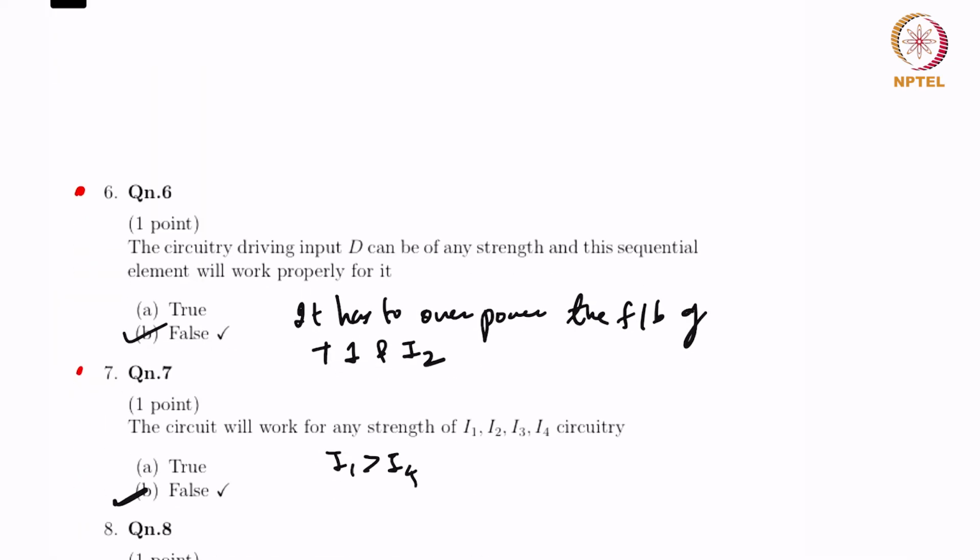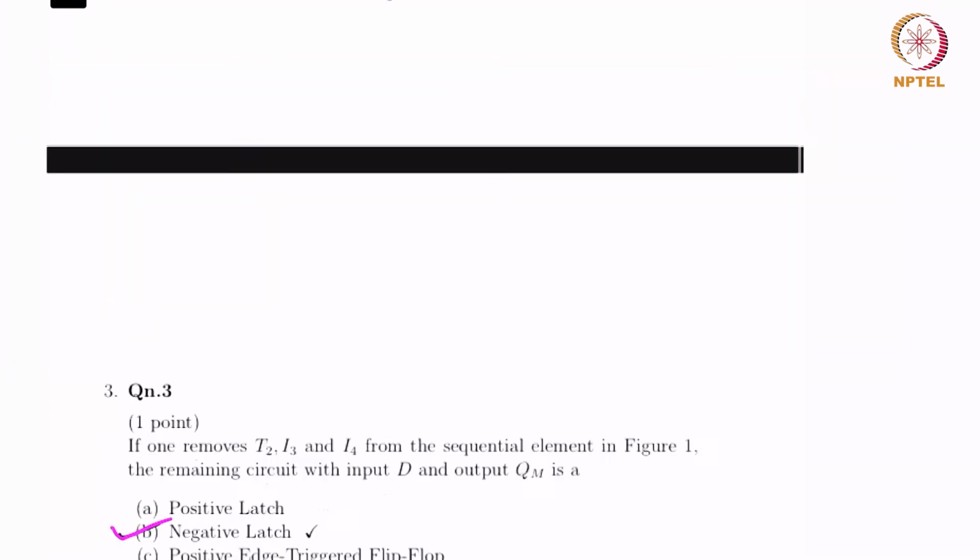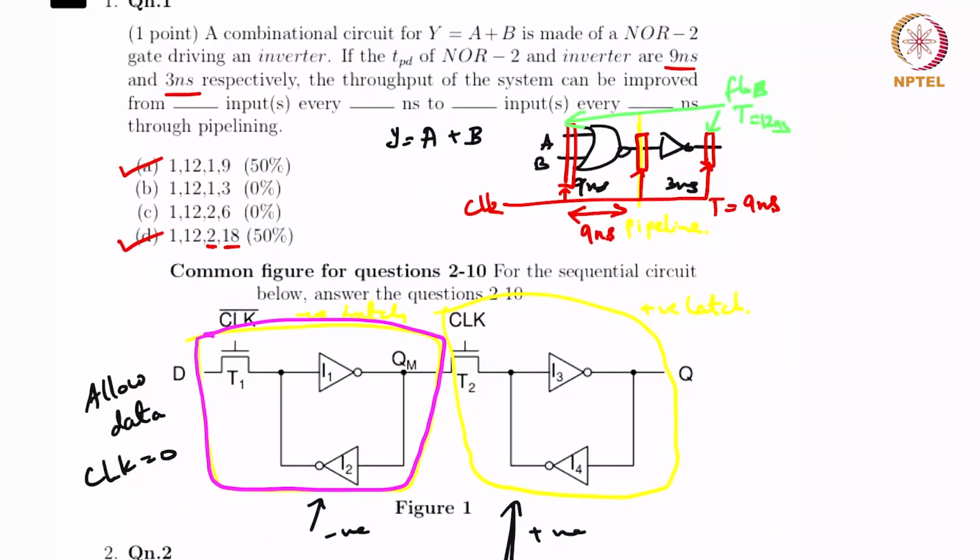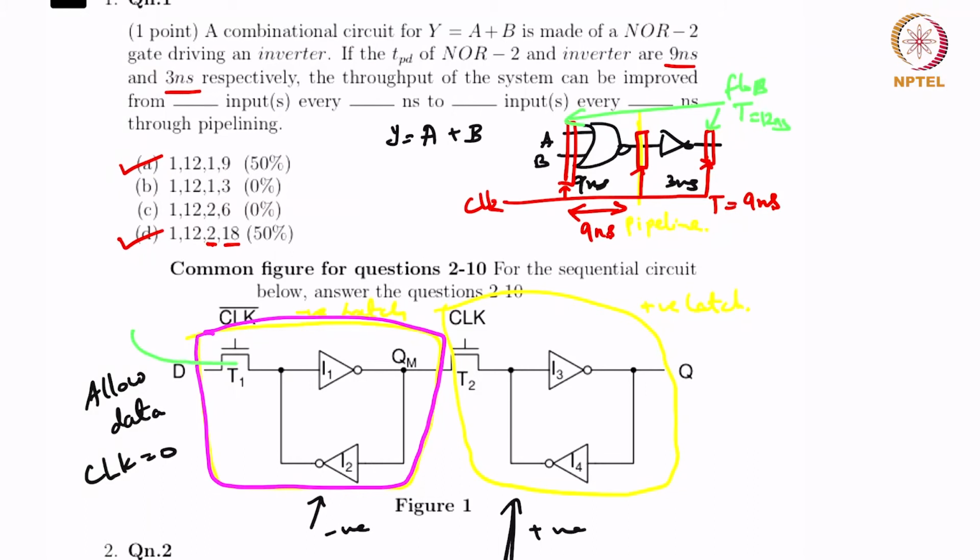The circuitry driving input D can be of any strength and this sequential element will work properly for it. It is false, since it has to overpower T1 and I2. Basically it has to overpower this path from here to here. So basically, the I2 will be a transistor having one PMOS pulling it up to VDD and one NMOS pulling it down to ground.